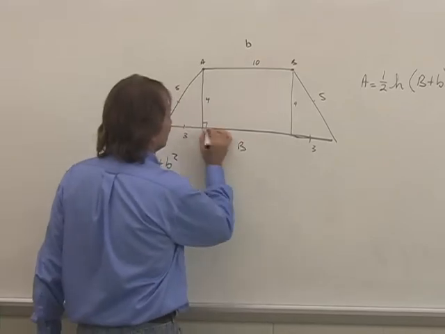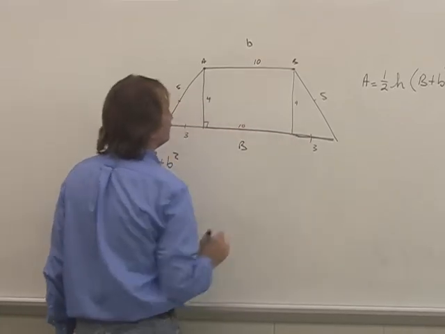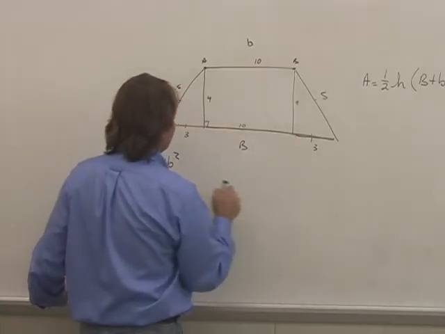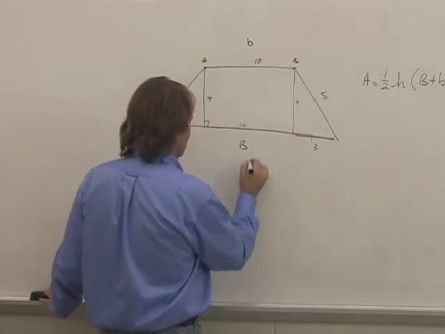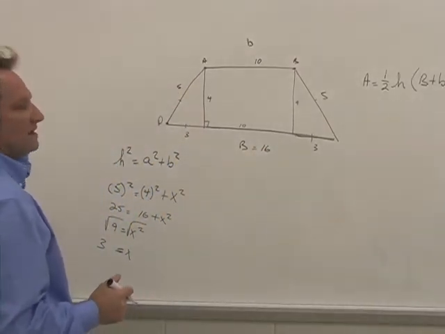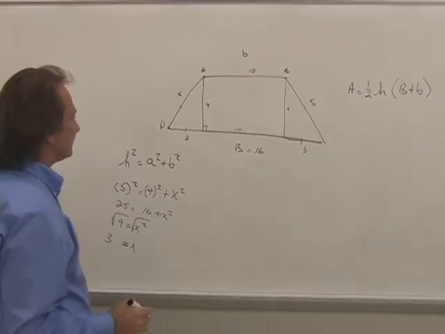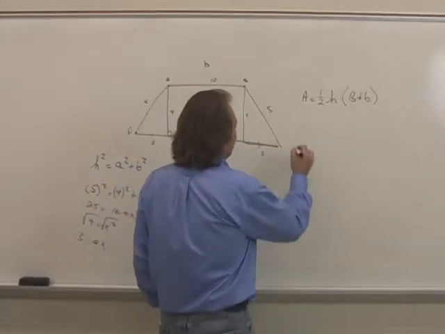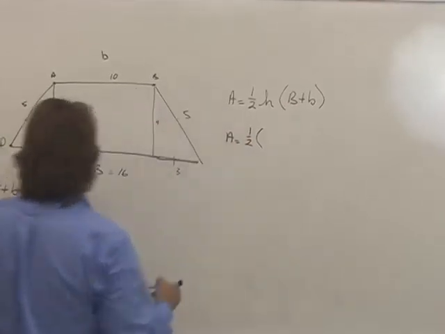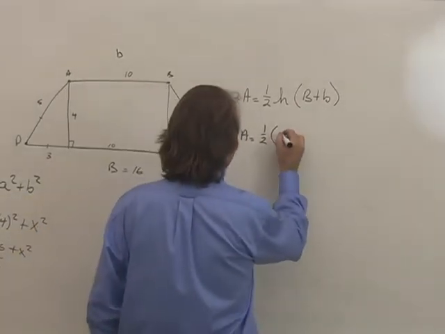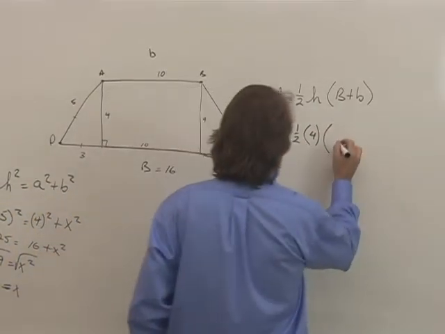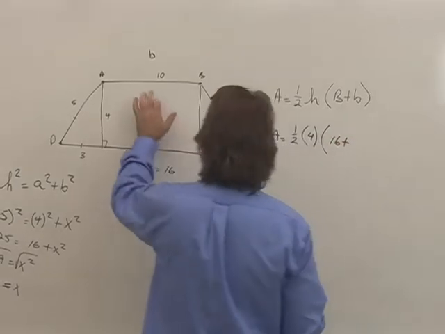And we already know that the length from here to here is 10. So now I have a total length of big B of 3 plus 10 plus 3, or 16. So I have everything now that I need to calculate the area of the trapezoid. So the area of the trapezoid is 1/2 times the height. We know the height to be 4. That times the quantity big B, which is 16, plus little b, which is 10.